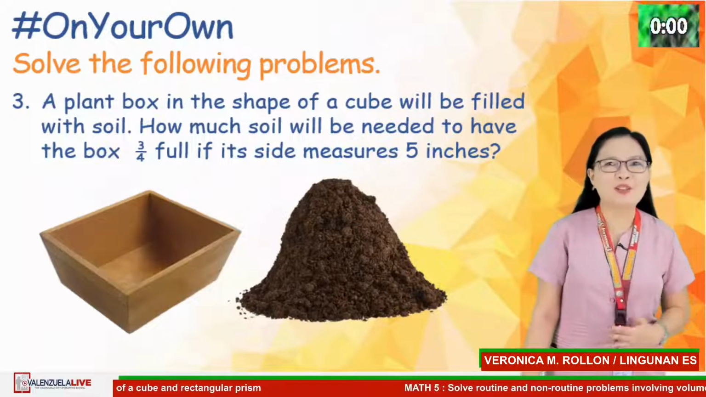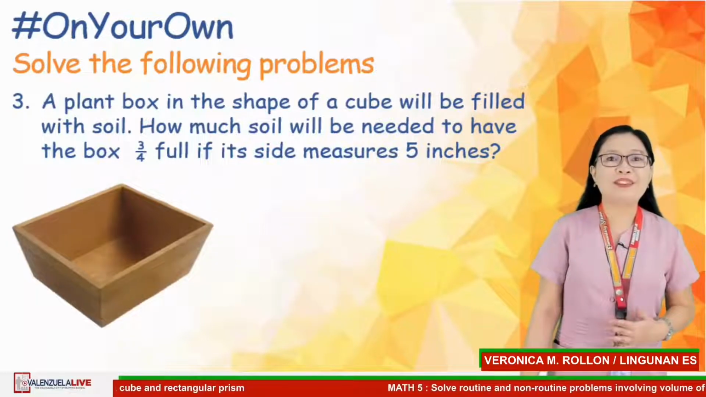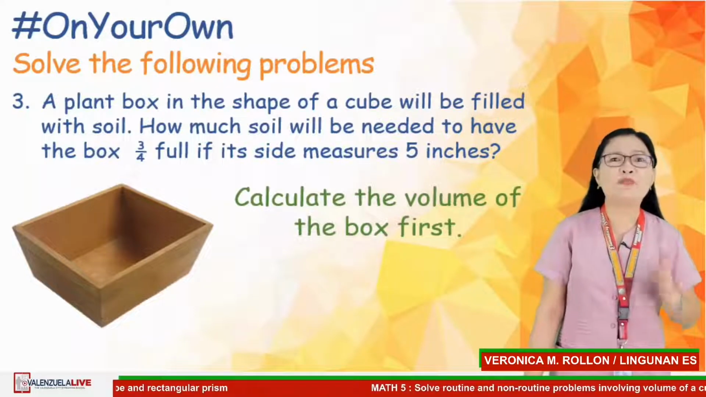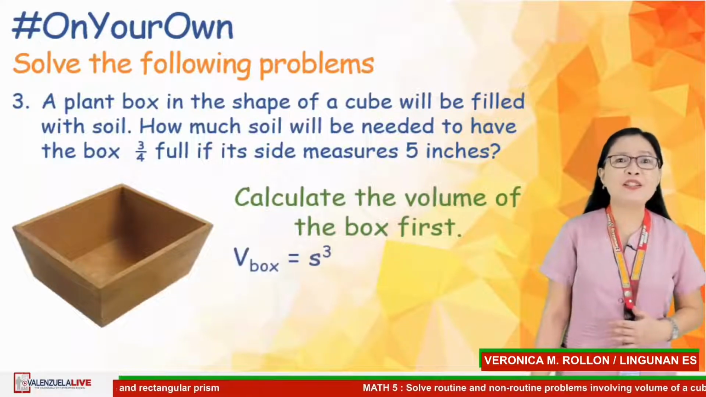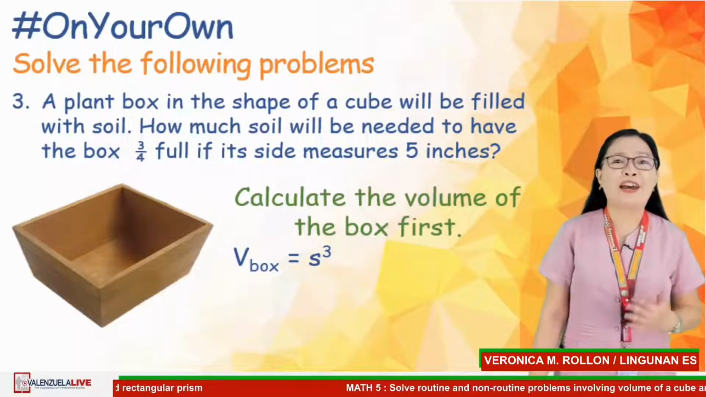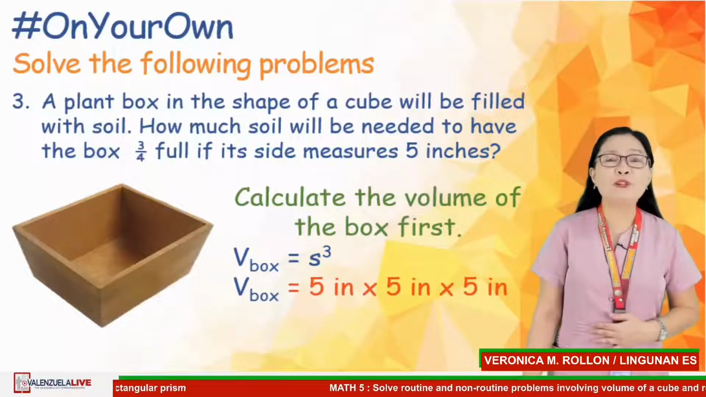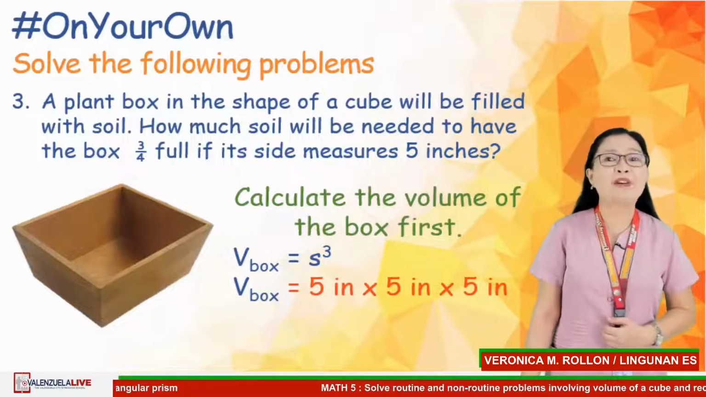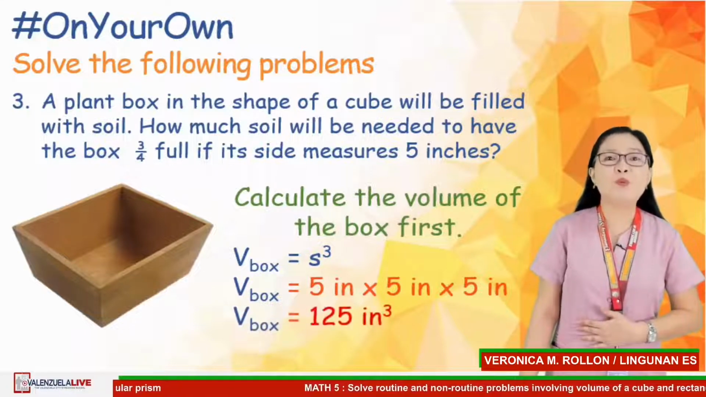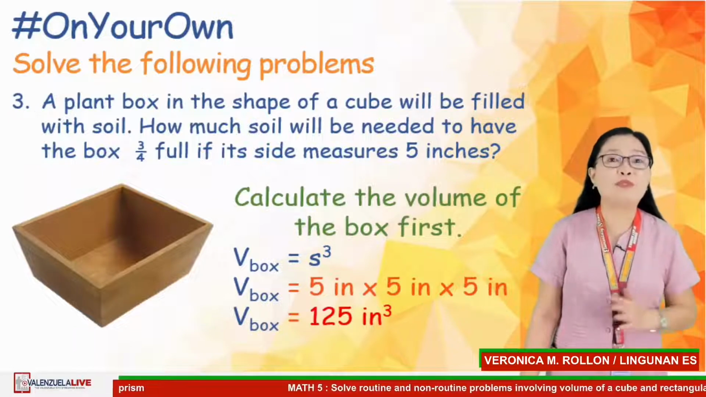Okay, let us try to solve this one. First, you have to calculate the volume of the box. So what is the volume of the box? Since it is the shape of a cube, the volume is s to the third power, or s cubed. Now, you are going to multiply 5 inches times 5 inches times 5 inches, and your answer should be 125 cubic inches.